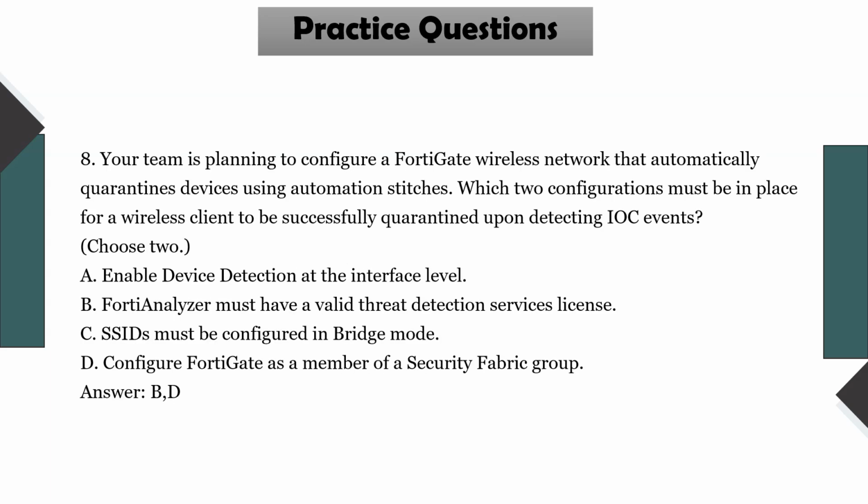8. Your team is planning to configure a FortiGate wireless network that automatically quarantines devices using automation stitches. Which two configurations must be in place for a wireless client to be successfully quarantined upon detecting IOC events? Choose 2. A. Enable device detection at the interface level.